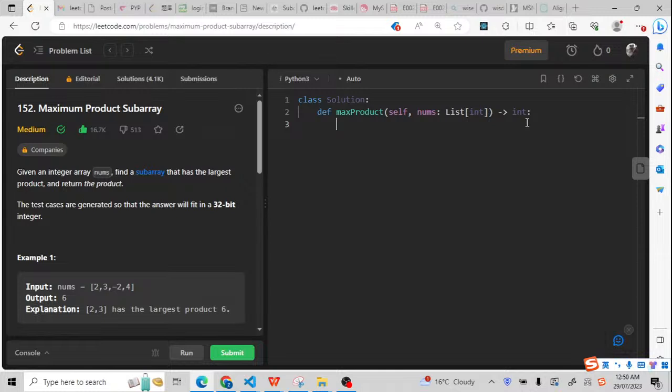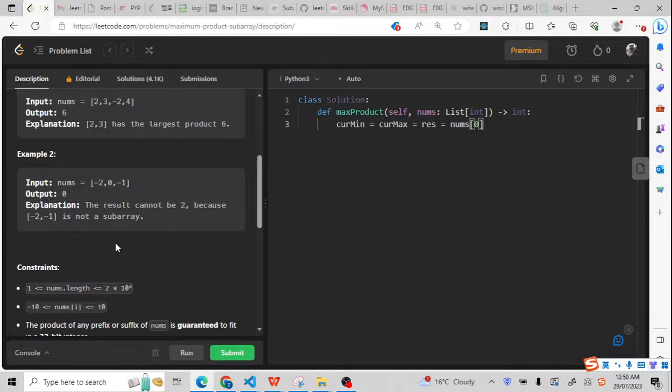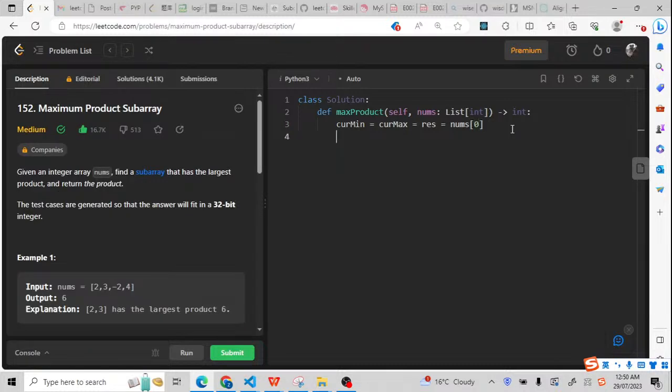As I explained, we are going to have some variables, current minimum and current maximum. And also, the result should be equal to nums[0], because we will have at least one number, because nums length is more than or equal to 1. And we are going to have n equal to len(nums), the length of the array. And then we can just use a for loop to loop through all the indexes. So for i in range, we can start from 1 to n.